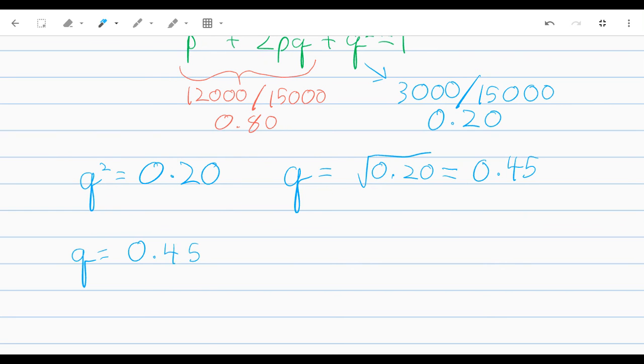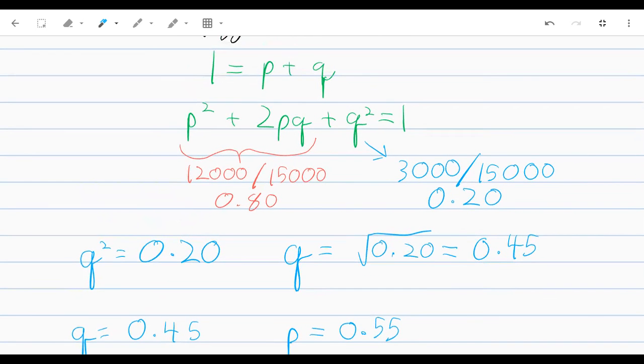So if we know that Q is about 0.45, we also know what P is. P is about 55 hundredths. So about 45% of the alleles in this population are recessive, and about 55% of them are dominant. Okay, now we want to know what proportion are the heterozygotes, and the heterozygotes are the 2PQ.